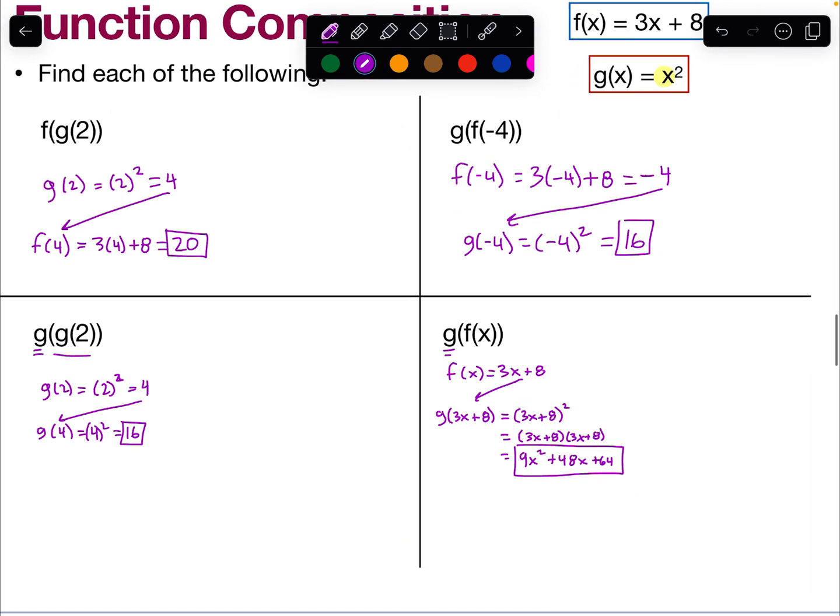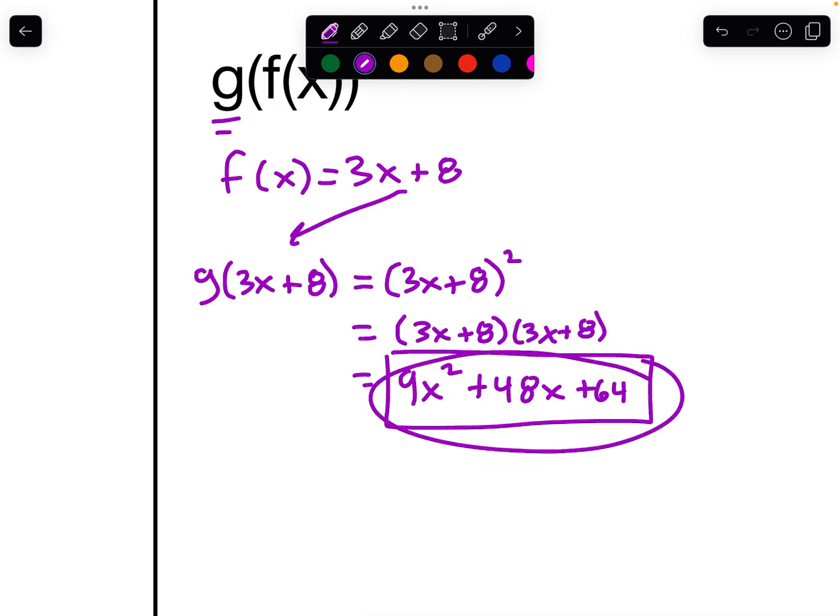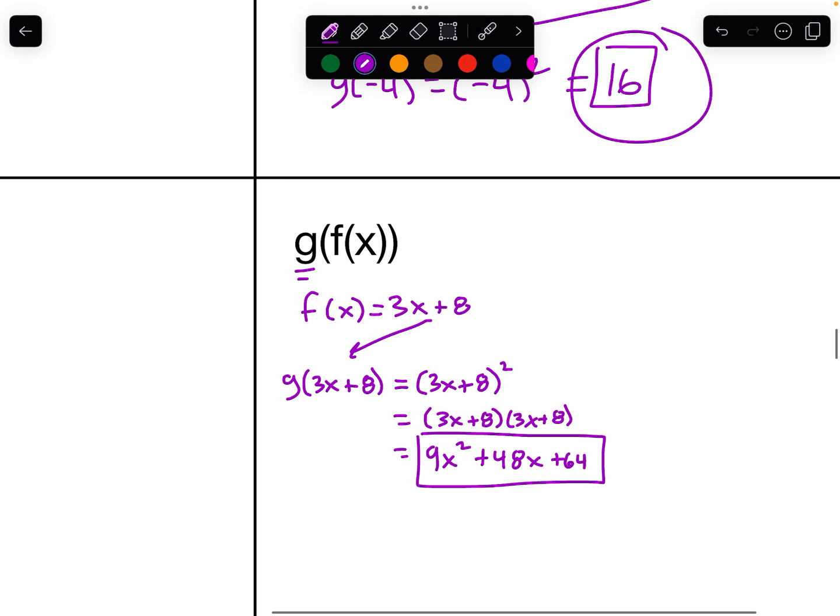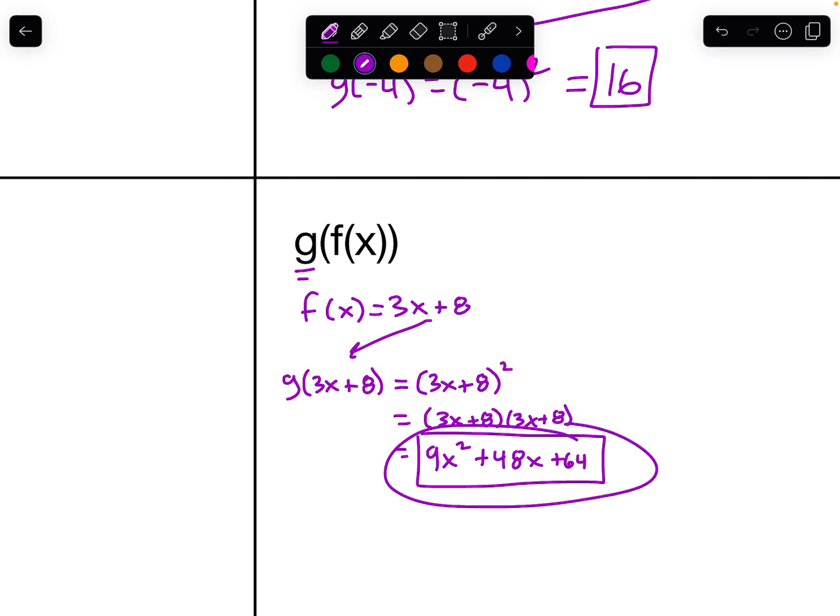So for what it's worth, back here when we found g of f of negative 4, we could now just plug negative 4 into this, and we would get the same answer we got up here. So if we had to compose in that order for a lot of numbers, we might do the legwork ahead of time and find our formula first so that we can just plug the numbers directly into that formula.